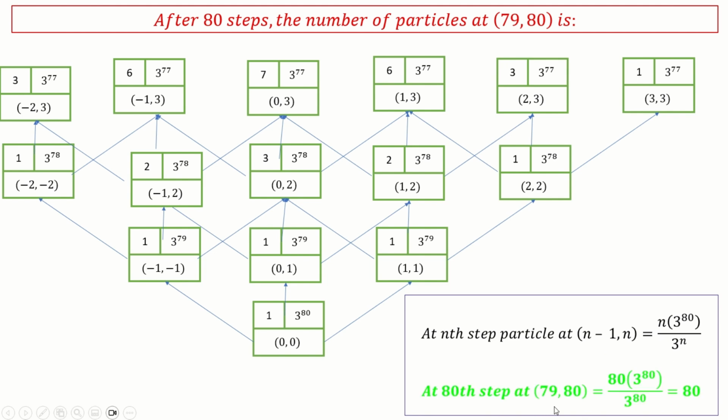Now at 80th step, basically, it will become 79 comma 80. At this coordinate, the value will be 80 times 3 to the power of 80 by 3 to the power of 80, which is equal to 80. So 80 particles will be there at 79 comma 80 after 80th step. Hope you understood. This is more of drawing the picture and analyzing than maths, actually. More of analytical ability than maths.